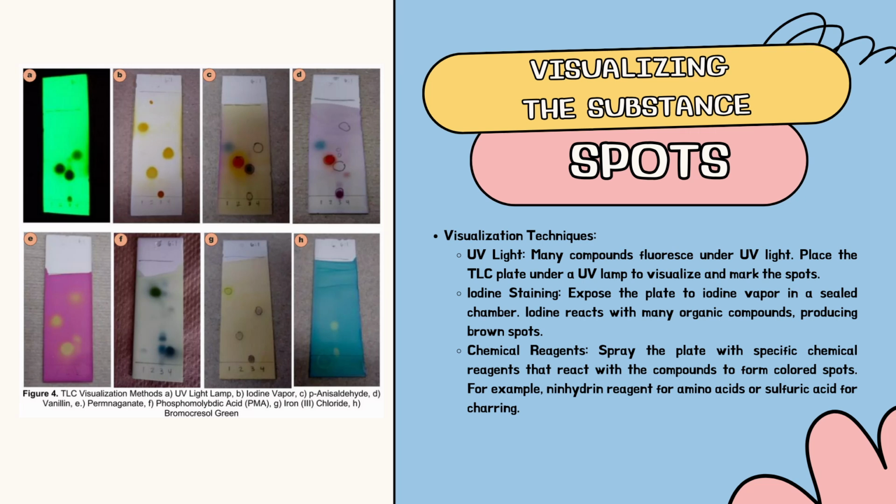For iodine staining, expose the plate to iodine vapor in a sealed chamber. The iodine reacts with many organic compounds and produces a brown spot. For the chemical reagent, spray the plate with a specific chemical reagent that reacts with the compounds to form a colored spot. For example, you can use ninhydrin reagent for amino acids or sulfuric acid for terpenoids.